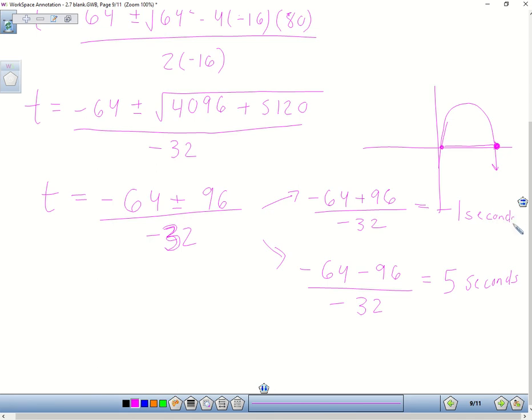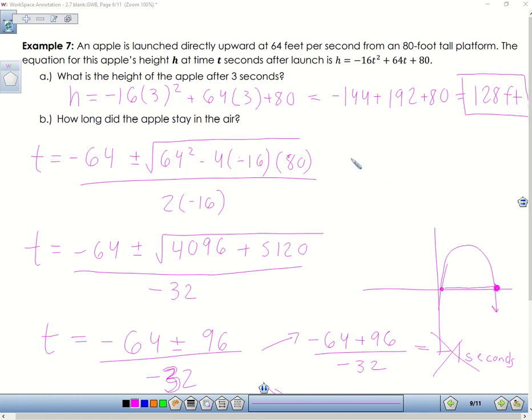Anytime you get a negative when we're talking about a real world problem like this where you're throwing a ball, you reject the negative answer as extraneous, and that means it took 5 seconds for the ball to hit the ground. So the main thing you need to know is when to use the quadratic formula, when to use the axis of symmetry, and then plug it back in.